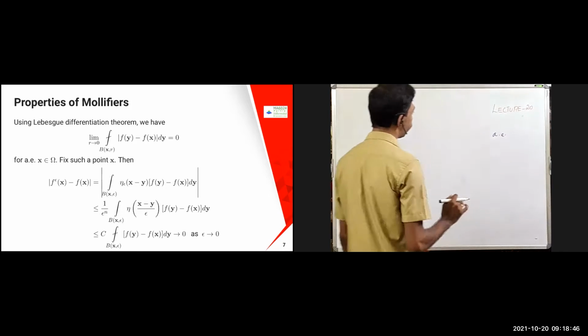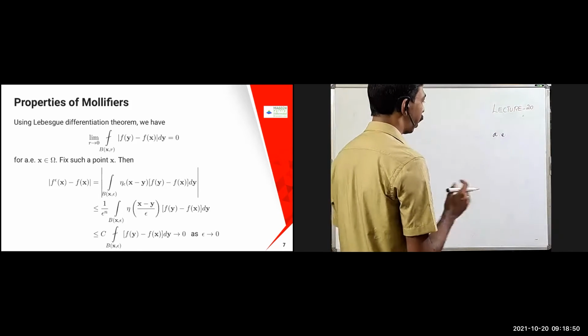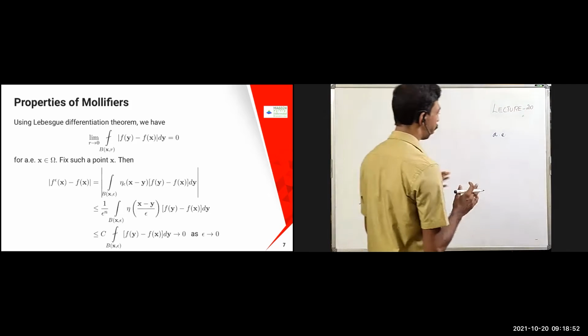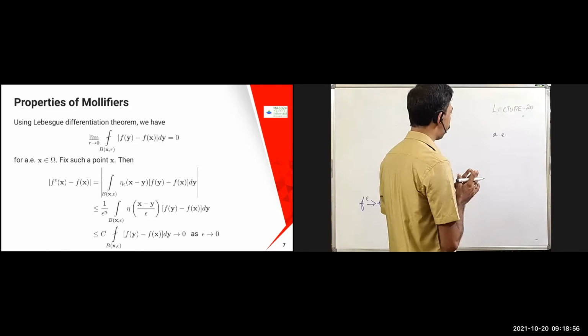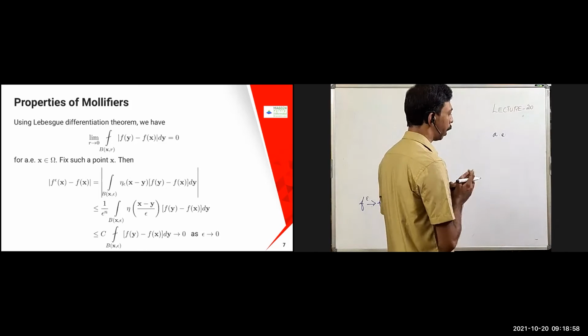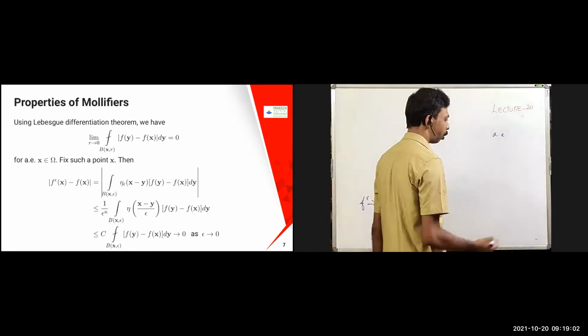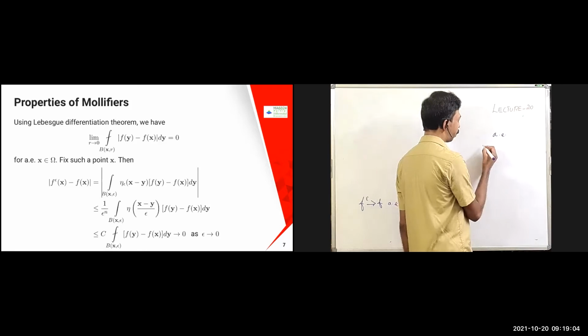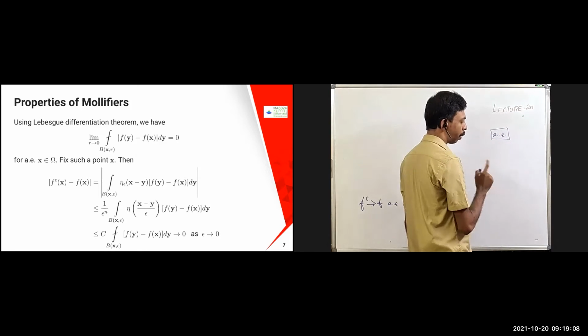So almost everywhere means that wherever the property is not going to hold, if you collect that place, the measure of it is going to be 0. So the same concept I'm going to use here. I'm just using the Lebesgue differentiation theorem; that part I'm going to use.